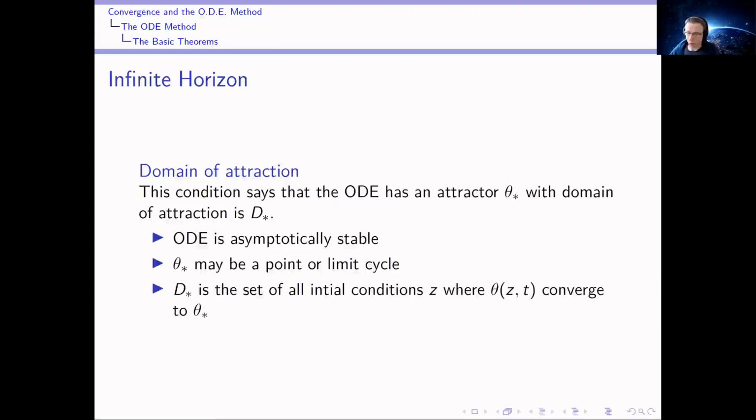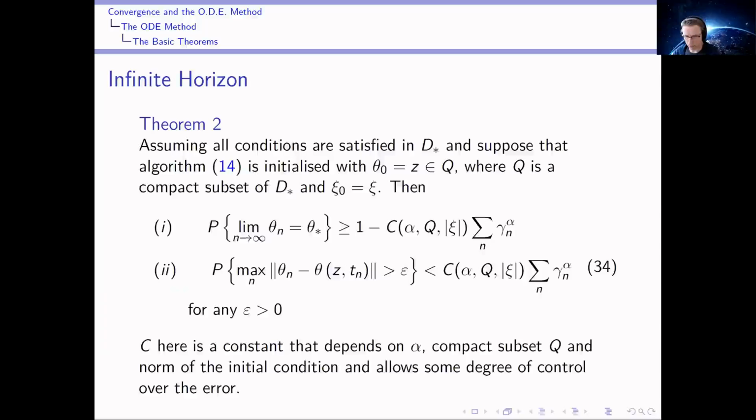So the main theorem will be given. I'll give the main theorem for the case where the gain is decreasing. And the other point to make is that all of the conditions that we've previously mentioned around the state vector and the mean vector field are now also satisfied in this domain of attraction D star. So the second theorem for the infinite horizon, the emphasis here is on establishing a connection between the parameter updates from the adaptive algorithm and the trajectories of theta of the ODE.